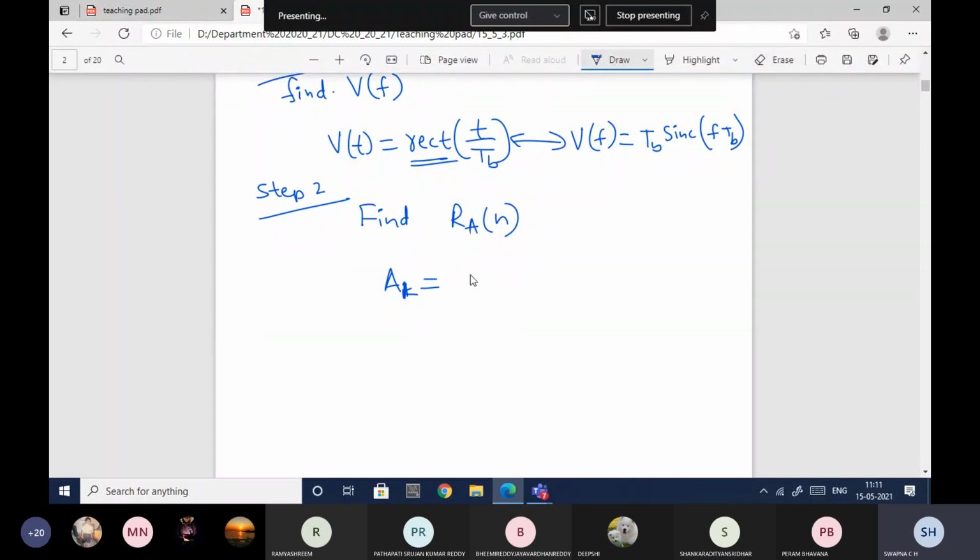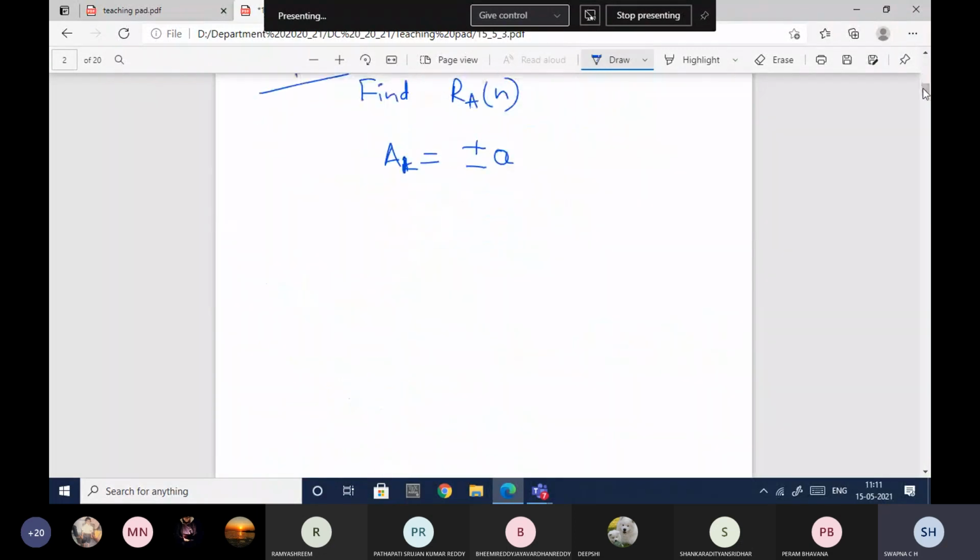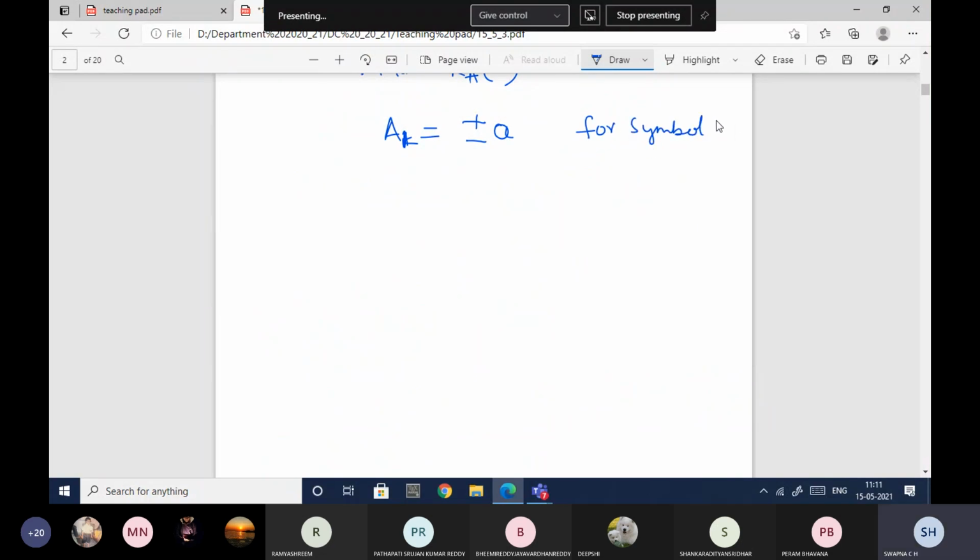Okay, so if it is a symbol 1, it can be either a plus or a minus, right? Because as I've shown you here, the first one, if it is represented with positive amplitude, the next one will be represented with negative amplitude. So that is the reason I'm representing it as plus minus. It is for symbol 1, and it will be equal to 0 for symbol 0.